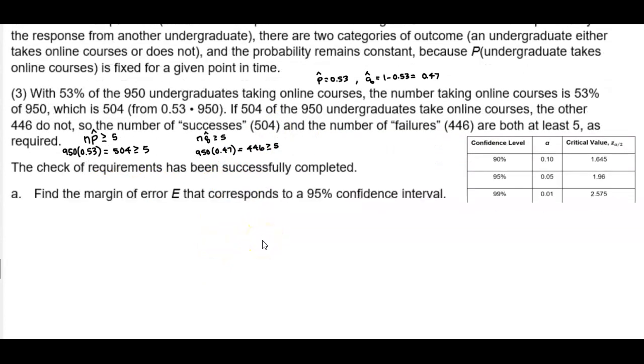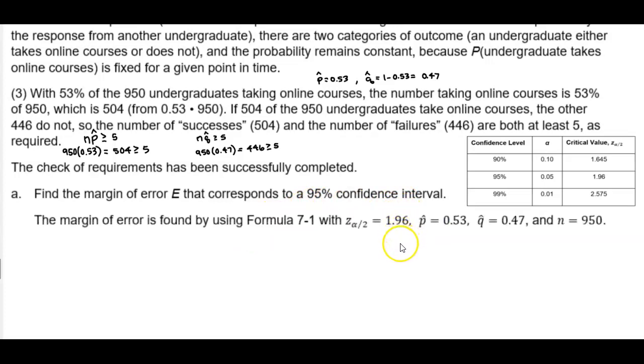Okay, now in part A, what we want to do is find the margin of error that corresponds to a 95% confidence interval. The margin of error is found by using formula 7.1 with the critical value. Because we're using the table of critical values, we know that 95% gives us a critical value of 1.96. That's how we know that the critical value is 1.96. Now, if it was not 95% or 90% or 99%, then you would have to go through to find the z-score for that area.